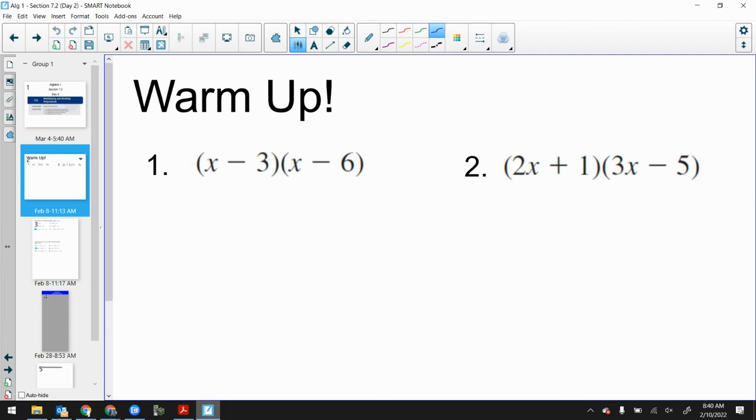Welcome back, everybody. So we got two binomials that I want to multiply together. Now, how do I know I want to use the FOIL method? What about the look of the problem tells me that I need to use the FOIL method? They're both binomials, right? Whenever you have a binomial times a binomial, which is a two-term times a two-term, you want to use the FOIL method.